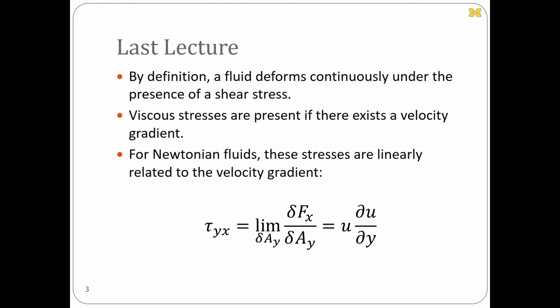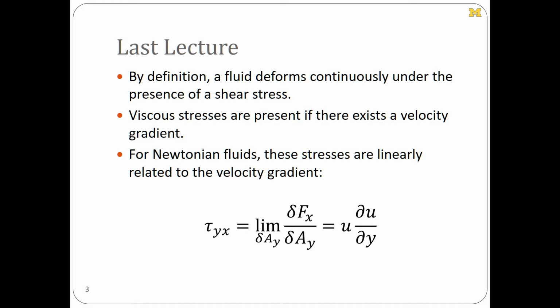So, during the last lecture, we covered all aspects of shear and shear stresses in Newtonian fluids. So remember, by definition, a fluid is a medium that deforms continuously under the presence of a shear stress. Or in other words, a fluid cannot sustain any shear stresses without deforming continuously. Viscous stresses are present if there exists a velocity gradient.